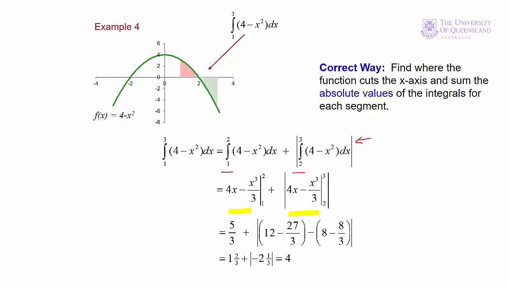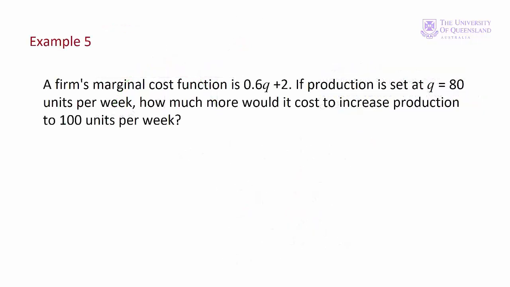Let's finish up this module by looking at an economic example. A firm has a marginal cost function of 0.6q plus 2, where q is the number of units of output. Currently, it's producing 80 units of output. We want to work out the extra cost involved in producing an extra 20 units of output, so increasing to 100 units. Before we go on to the actual integration problem, let's review some of the economics behind this.